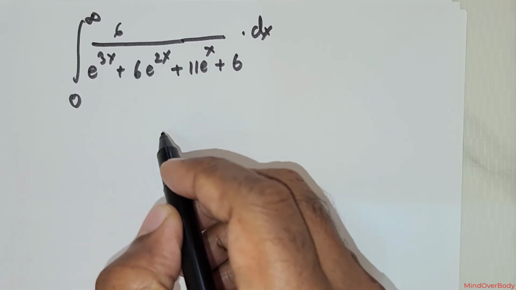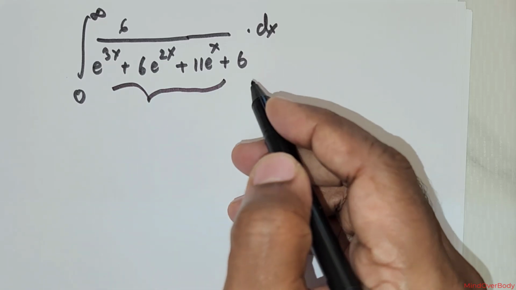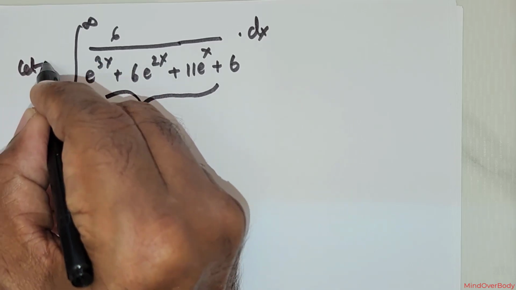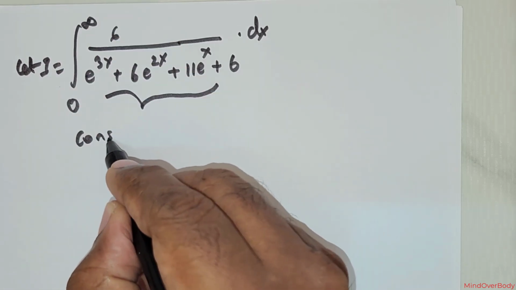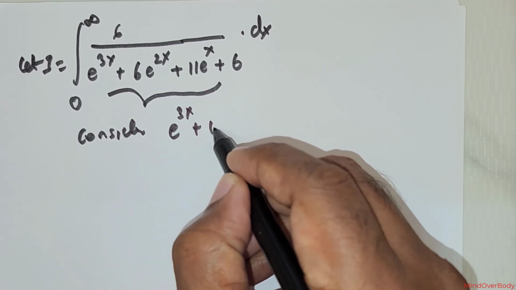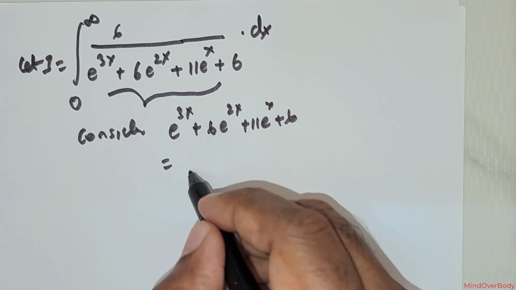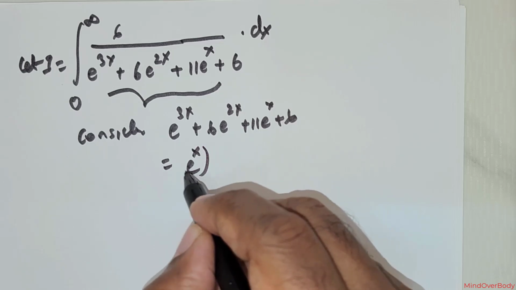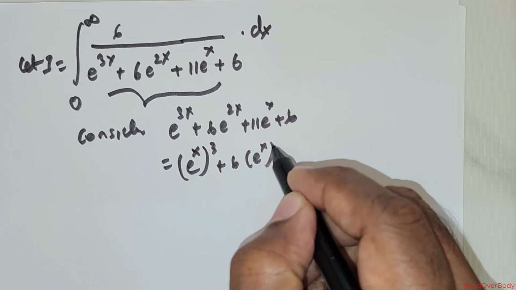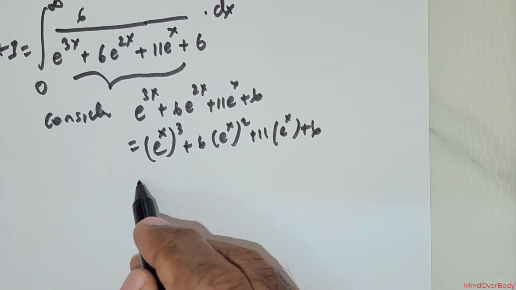Good day everybody, we are expected to integrate this question. So foremost, I want to convert this into product form. Let I be equal to this, and we will consider e raised to the power of 3x plus 6 times e raised to the power of 2x plus 11 times e raised to the power of x plus 6. Rewrite this as (e^x)^3 plus 6 times (e^x)^2 plus 11 times e^x plus 6.